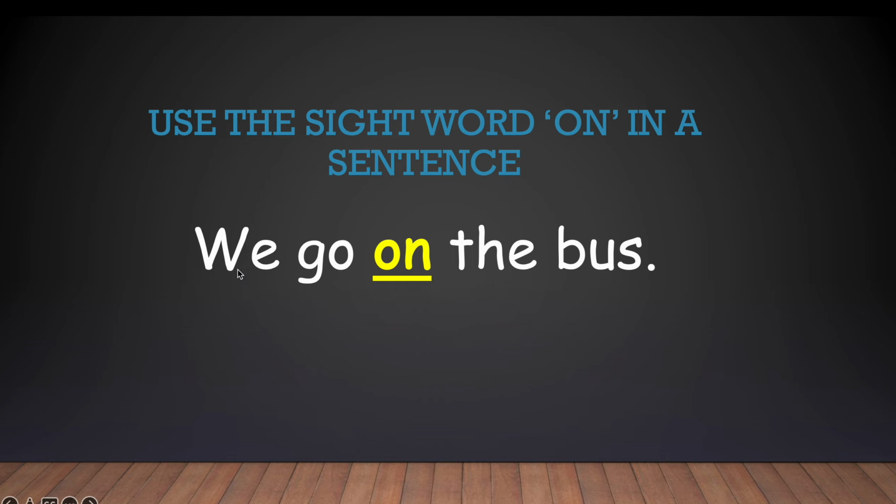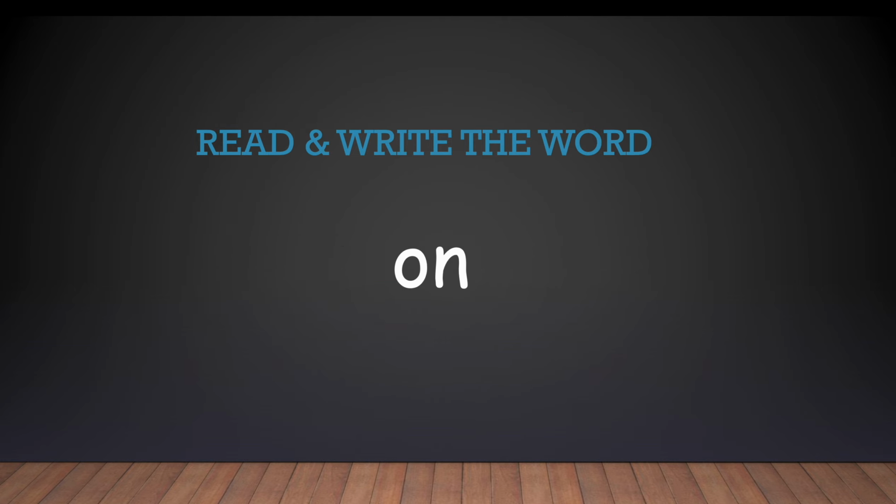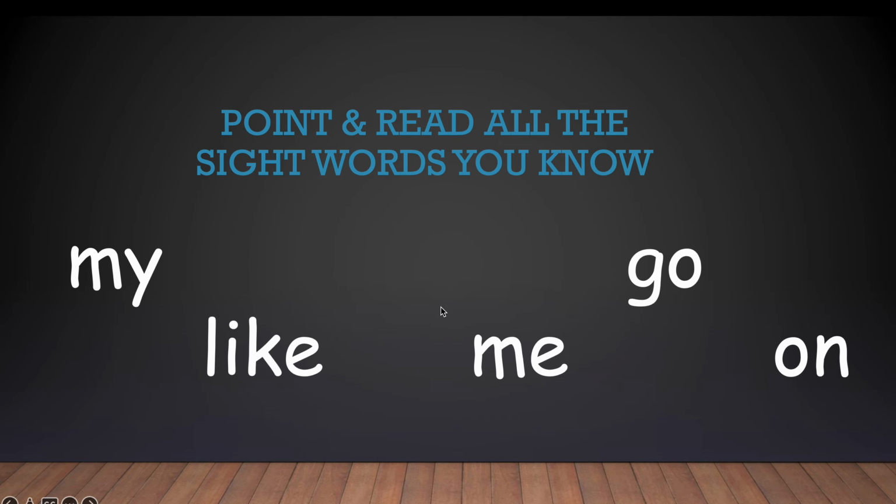My sentence says, we go on the bus. You think of a sentence with the word on in it and say it out loud now. Good job. Let's get ready to read and write the word on. On. Let's write it. Write your O, and your N. Straight line down, then go back up and round and down. On. Good job. Let's point and read all the sight words you know.